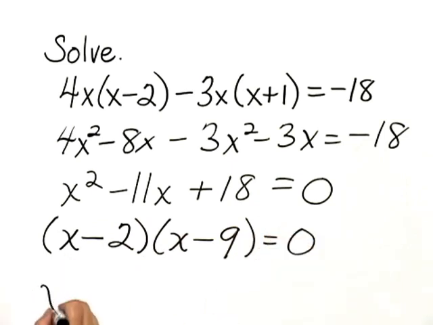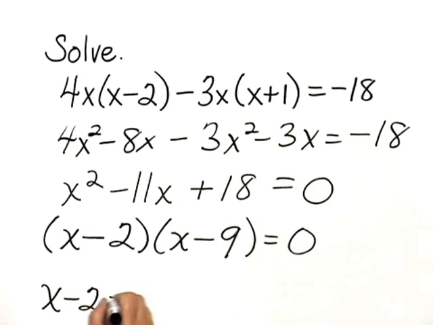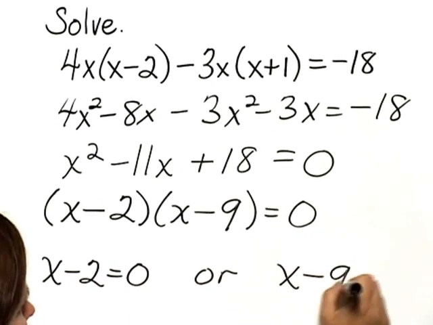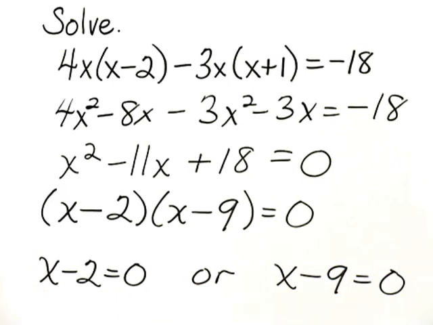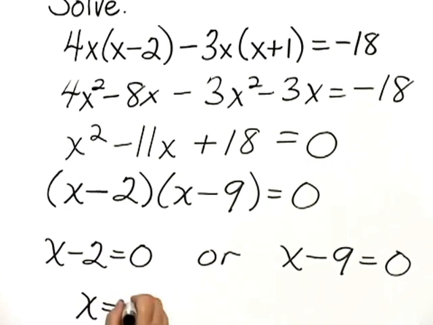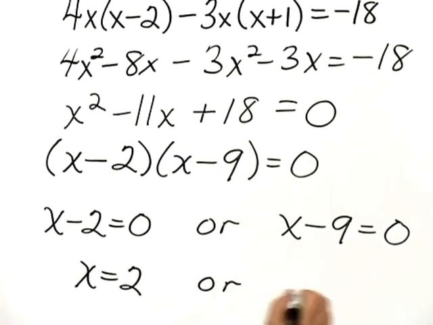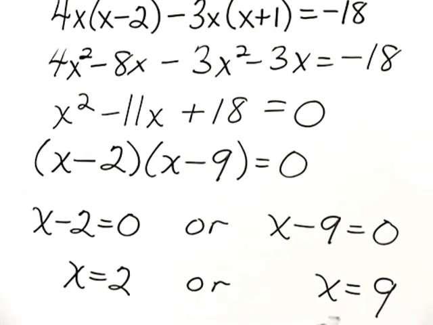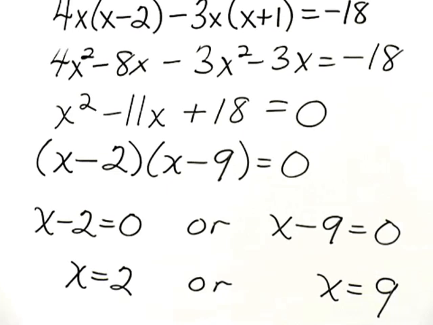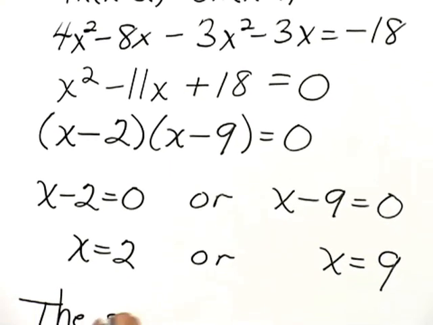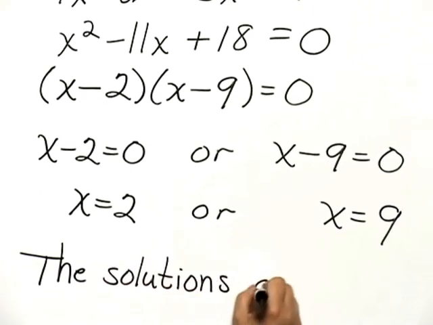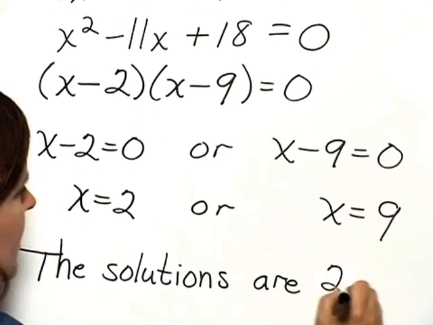Setting each factor equal to 0, we have x minus 2 equals 0, or x minus 9 equals 0, which tells us that x equals 2 or x equals 9. And we could substitute 2 and 9 in the original equation and find that they would make that equation true. So we can then state that the solutions are 2 and 9.